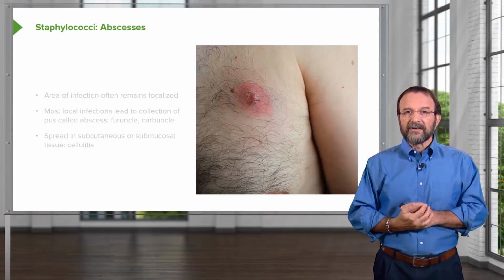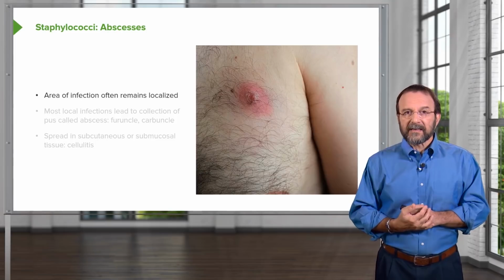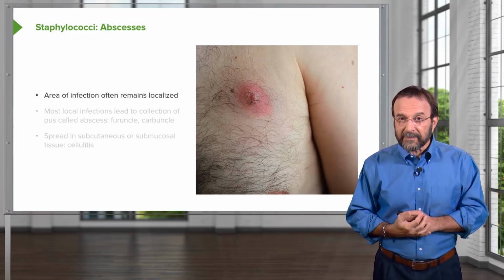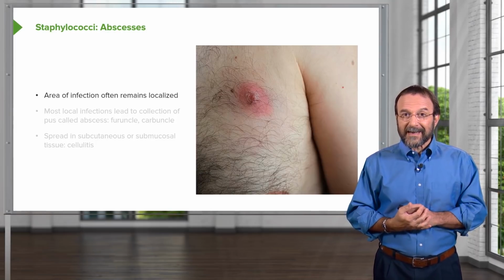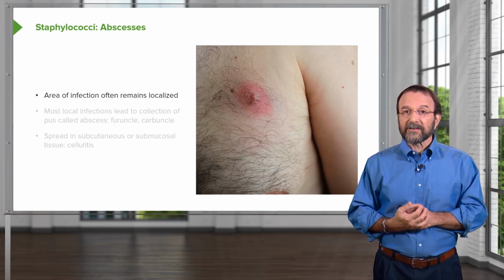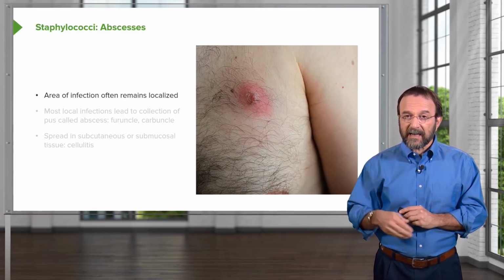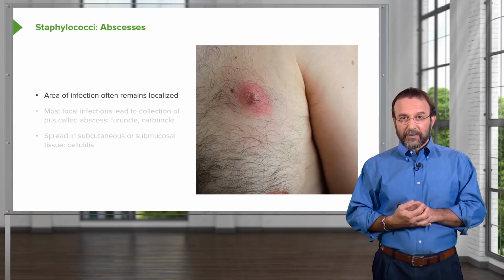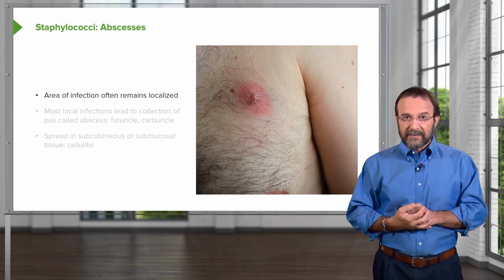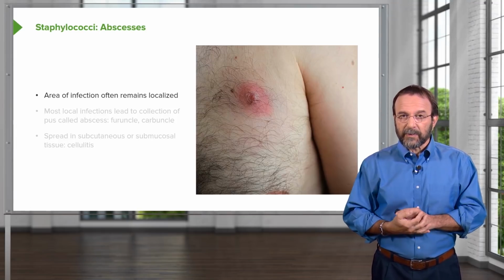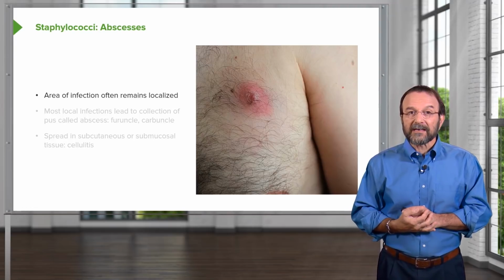Here's a photograph of a man. You may think that this is, in fact, a nipple, but it's not. It's an abscess caused by a staphylococcal infection. The nipple is a little bit south of this boil on his chest. So this is an example of a boil caused by a staphylococcal infection.